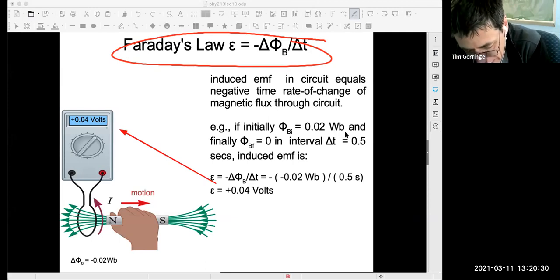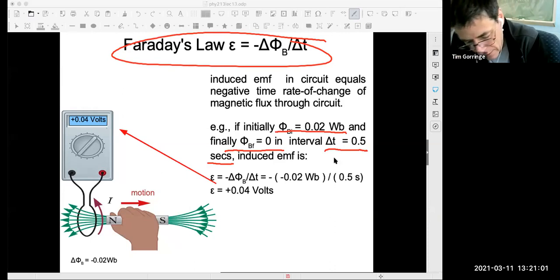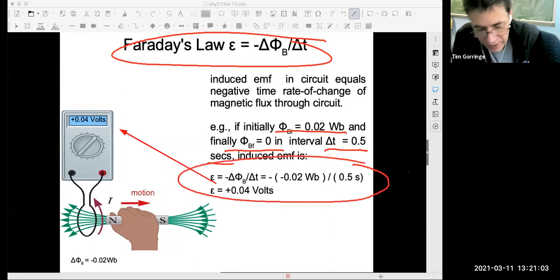We originally had a flux that was the initial flux, 0.02 Webers. When we take the magnet away, I put it in my desk drawer, the flux from the magnet is gone. There's 0 flux. And I pulled it away as fast as I pushed it towards the coil, in half a second. So that's a change in magnetic flux that just occurred, and we're going to get a signal. We're going to get induction. We're going to get induced EMF, induced current. And here I am calculating that induced EMF with Faraday's law of induction.